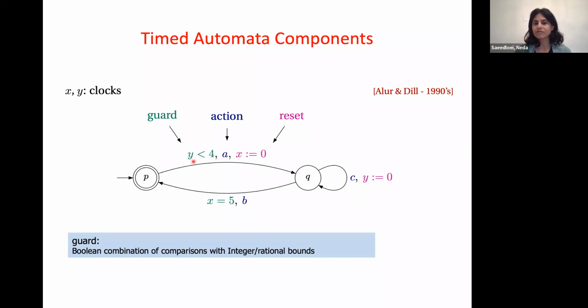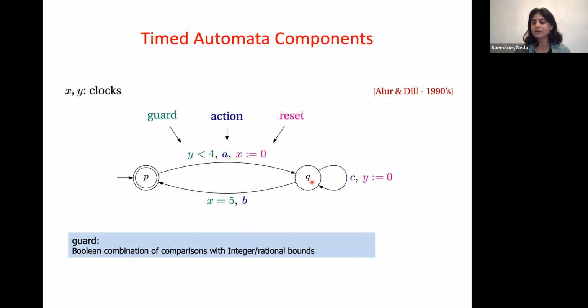And then Y less than 4 is a guard, which is a constraint, which says this transition can take place when the input is A, and moreover, the current value of clock Y is less than 4. While this transition is taking place, the clock X is going to be reset to 0. And then the mode changes to Q, or the location now becomes Q.